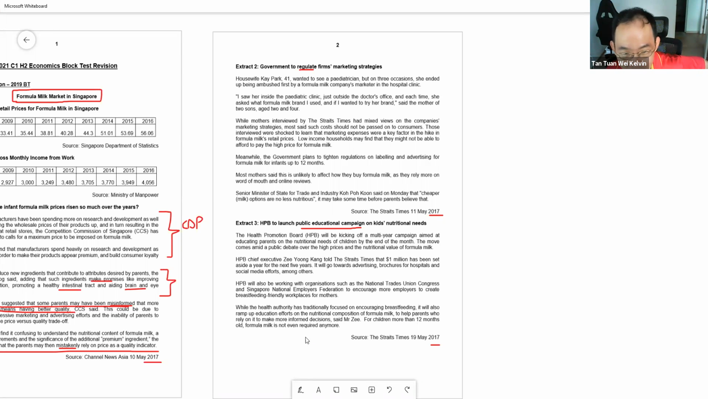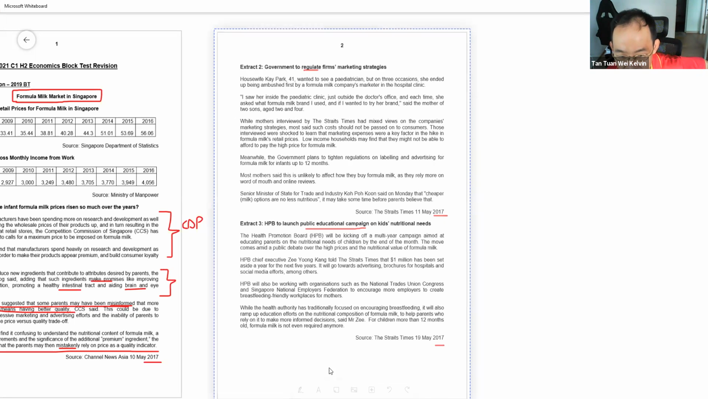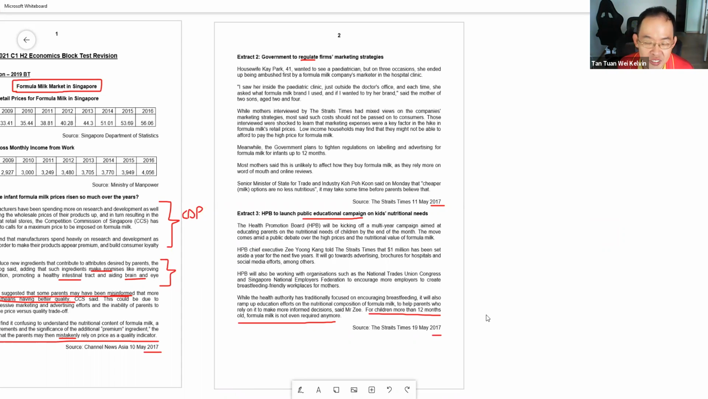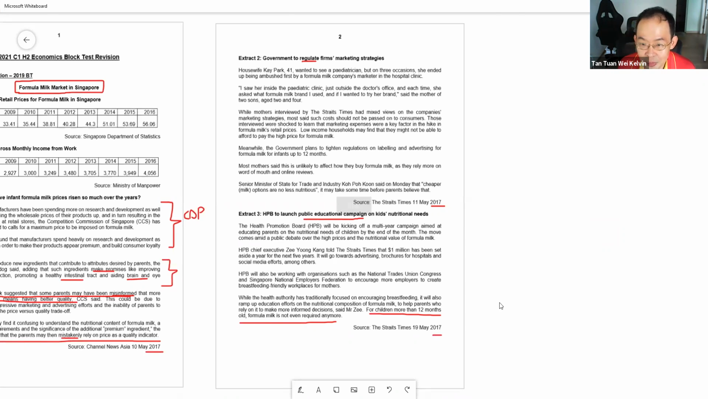Any questions so far? So when I read extract 3, interestingly, I also learned something new when I read this case study. For children more than 12 months, formula milk is not even required. So if this education works, the mothers will know that once my baby is past 1 year old, if I really want the baby to drink milk, I can just buy the fresh milk that all of us drink. There's no need to buy the expensive powdered milk. So some of these points you can use in your final stand, your various questions. Any questions? Are we good here?